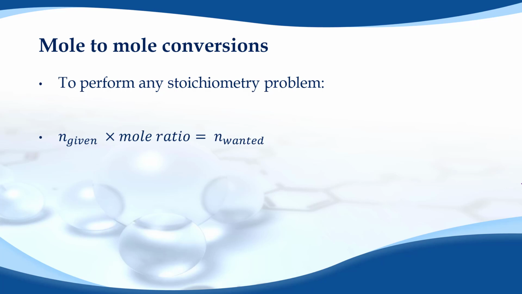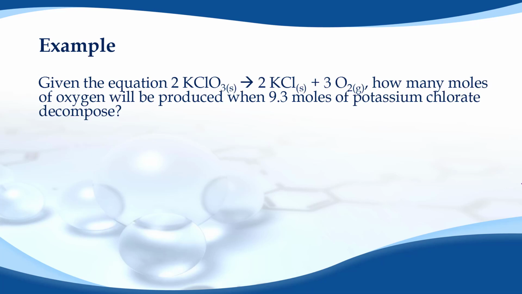Right, so let's try a quick example of this. So we have the decomposition of potassium chlorate. 2KClO3 yields 2KCl plus 3O2. If 9.3 moles of potassium chlorate decompose, how many moles of oxygen are we going to make? Pause the video, try to set it up just like that last example showed us, and when you think you have an answer, pick it back up and we'll go over it.